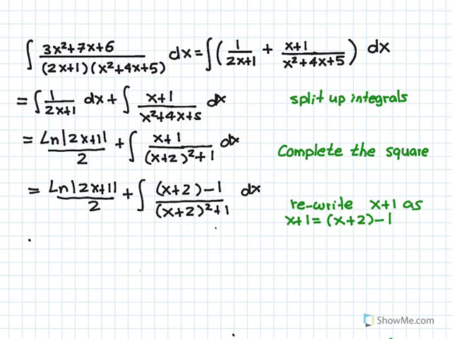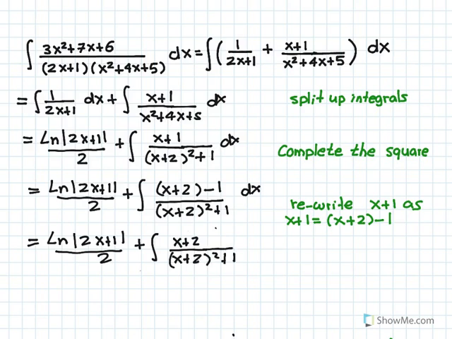So now, let's rewrite that. We get log of 2x plus 1 divided by 2. Splitting up the second integral, we get the integral of x plus 2 divided by x plus 2 all squared plus 1 dx, minus the integral of 1 over x plus 2 all squared plus 1, integrate with respect to x. So you can see why we did that.